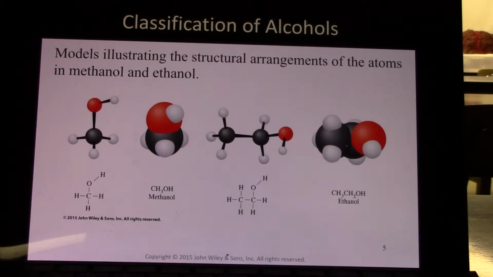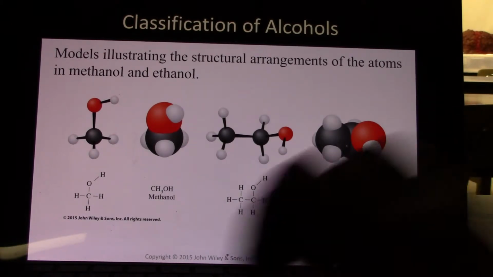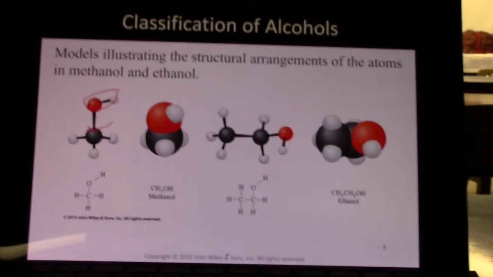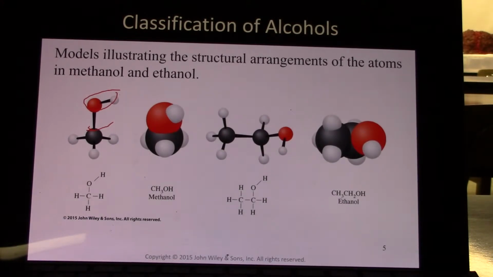Models illustrating the structural arrangements of these atoms in methanol and ethanol. So here's methanol. You see in black is carbon. Hydrogen is in white. Oxygen is in red in this schematic. And here we see our OH group coming off of our methyl group, methanol. Ethanol, eth, 2 carbons, and then anol, because it's an alcohol. We have ethanol. So methanol, meth for the one methyl group, and then anol for the alcohol group.